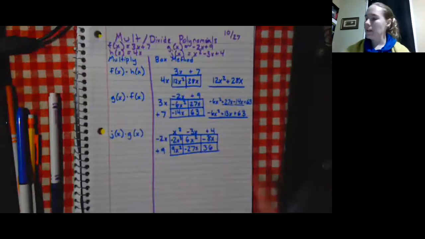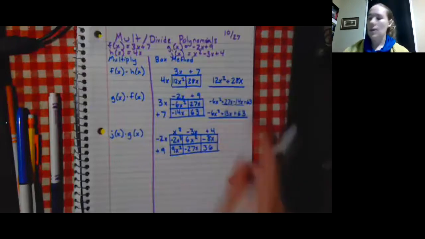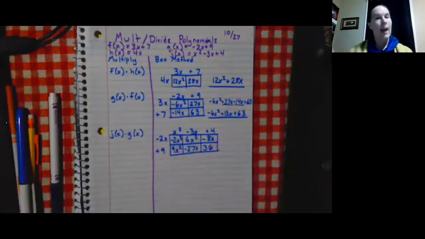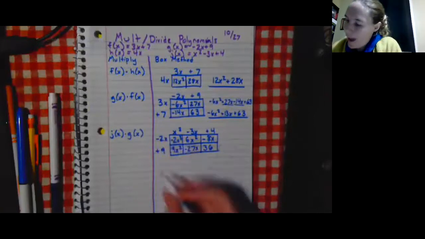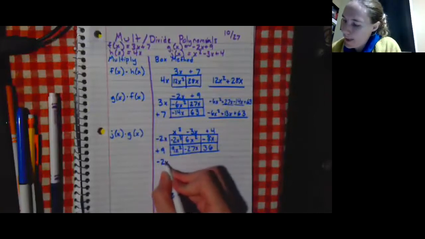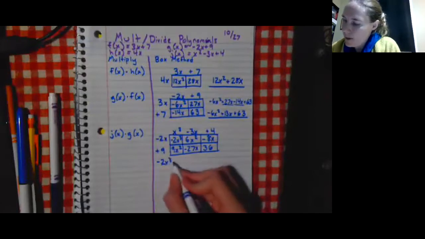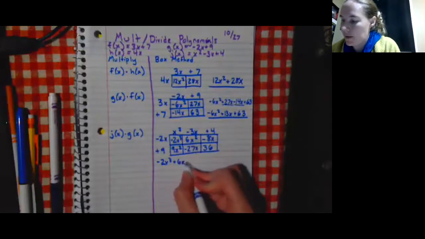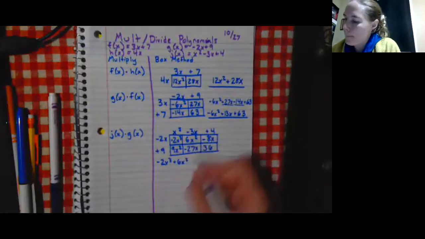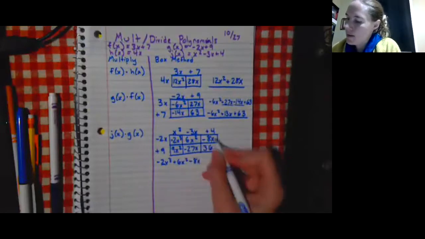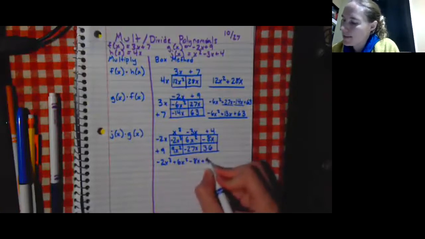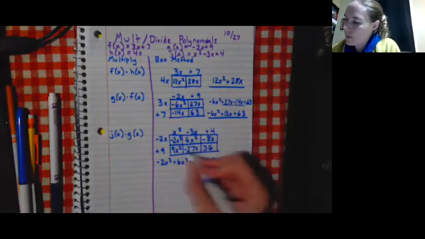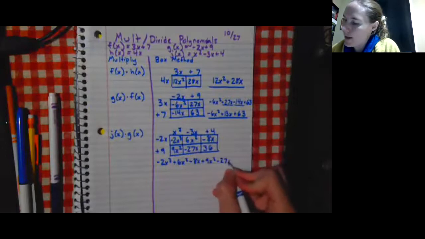Now we just do what we did for these previous equations. Let's write out all our terms and combine them. So I have negative 2x cubed. Then I have this 6x squared, so it's going to be positive if nothing's written there. Then I have that minus 8x. Then I have plus 9x squared minus 27x plus 36.